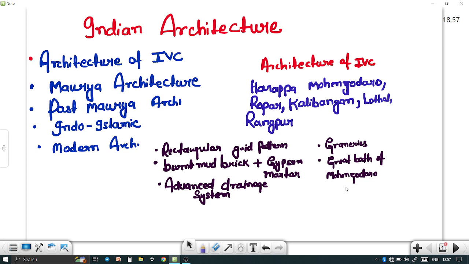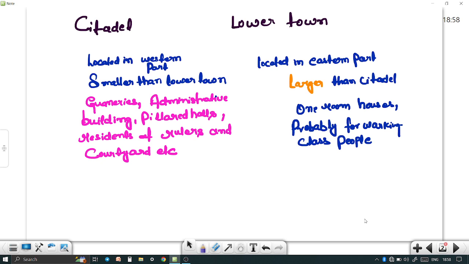The citadel was located in the western part and the lower town in the eastern part. The citadel was smaller in size than the lower town, and was basically for hosting large buildings like granaries, administrative buildings, a pillared hall, residences of the rulers and aristocrats, and a courtyard. The lower town was larger in size, located in the eastern part, and contained small one-room houses, probably for the working class. So this kind of division was seen in the IVC.